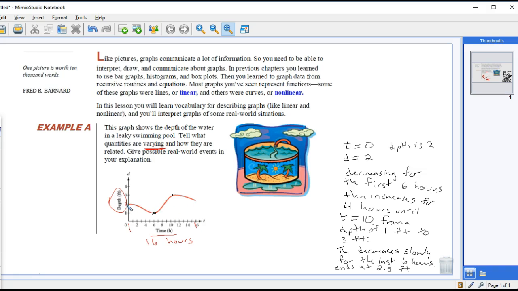Okay, so we can talk about what happens at this time, this time, this time, and also what the depth is at those spots, and what happens in between. All right, so there's a good example A on real-world graphs.